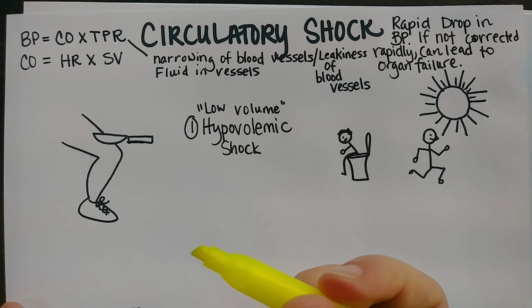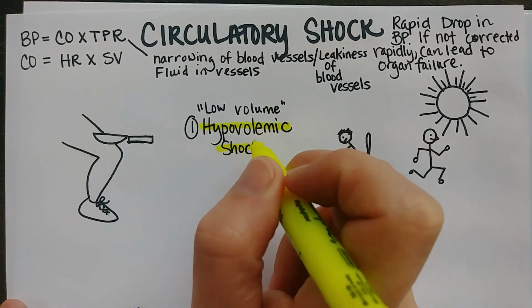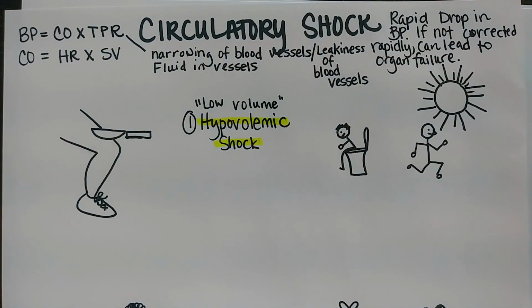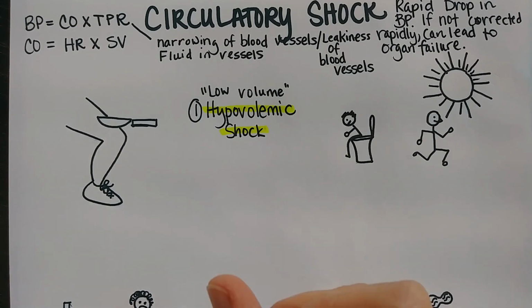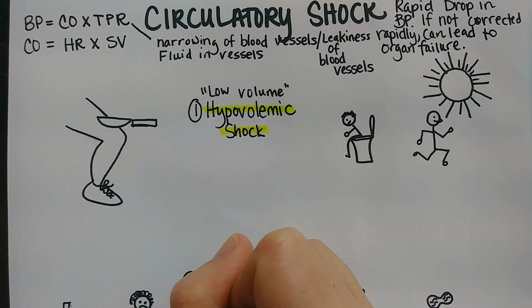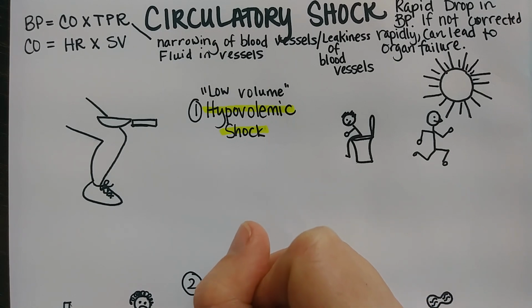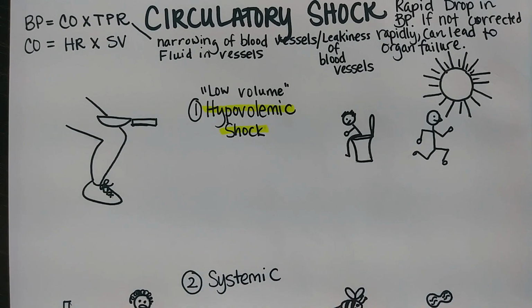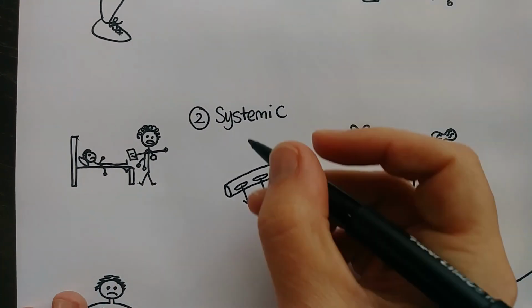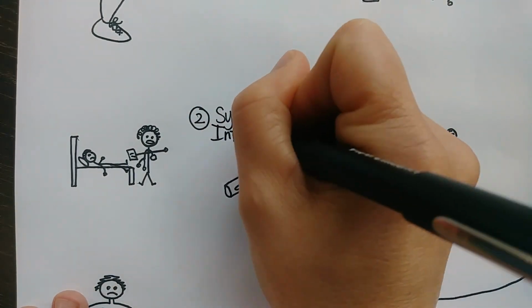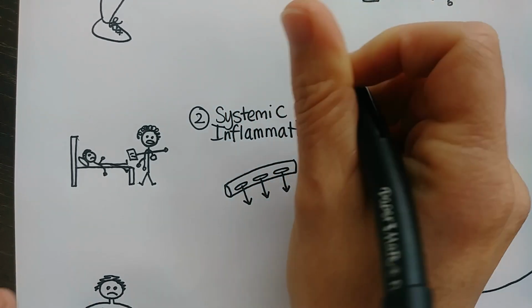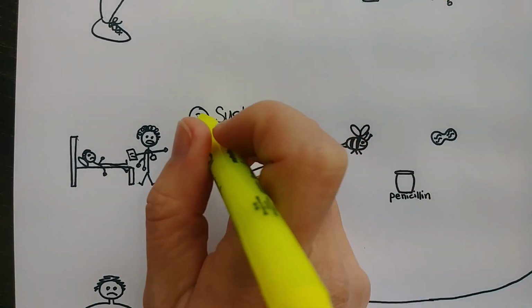Let's go ahead and highlight this in yellow though. So hypovolemic shock is one reason that people can go into circulatory shock, and that's because they just don't have enough blood volume. And then the second reason that I'm going to focus on is systemic inflammation. And this is usually going to be an immune response to either infection or an allergic reaction. So I'll come back to this one too.